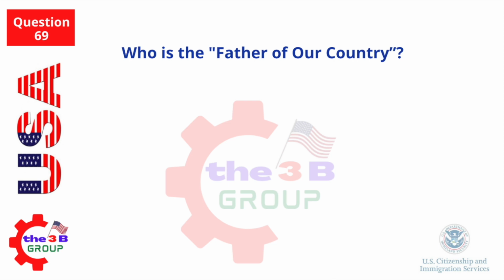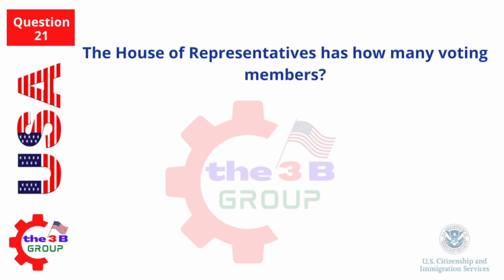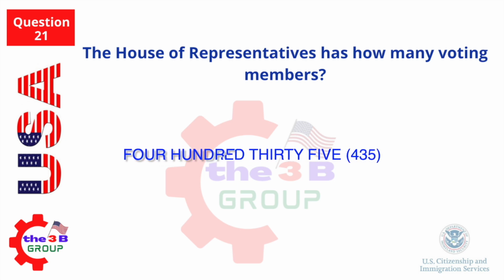Who is the father of our country? George Washington. The House of Representatives has how many voting members? 435.